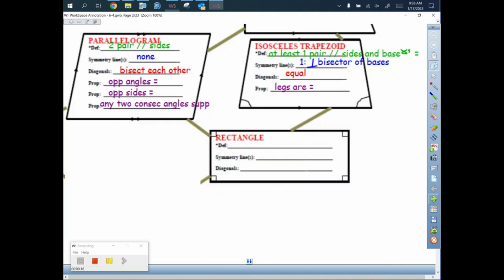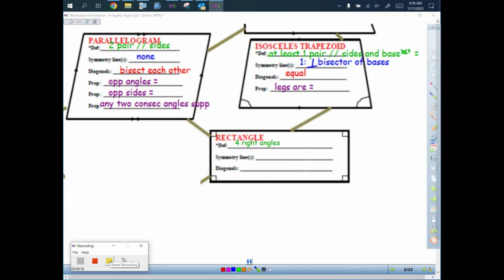So let's start first with the rectangle. Would you believe the rectangle in this family's tree, his parents are the isosceles trapezoid and the parallelogram? If those two got together and had a baby, they would have themselves a rectangle. Definition, I guarantee you'll get that right. What is the definition of a rectangle? Boom. 4 right angles.